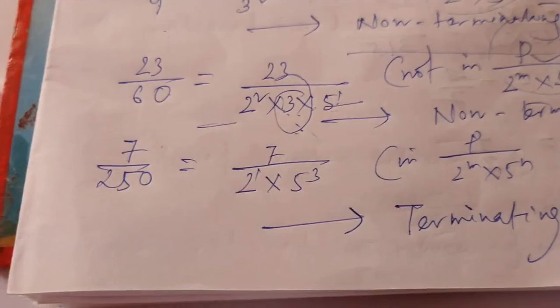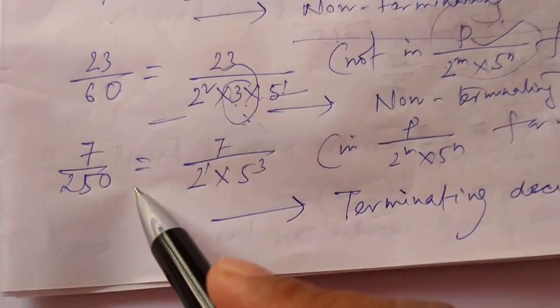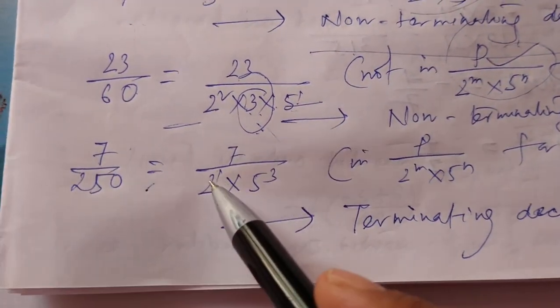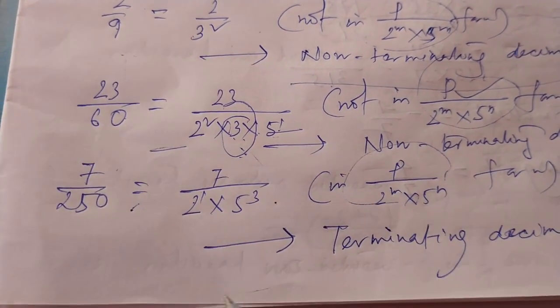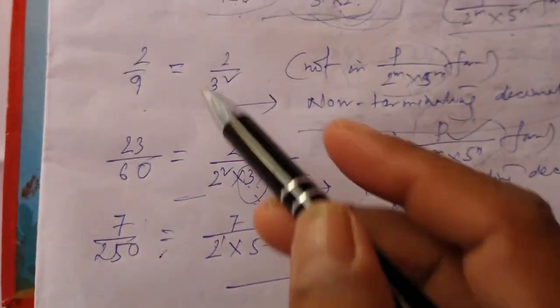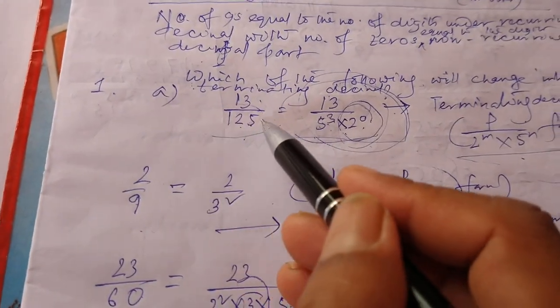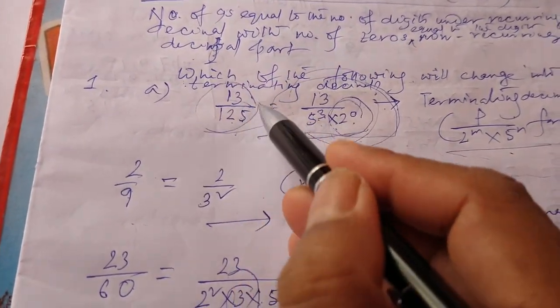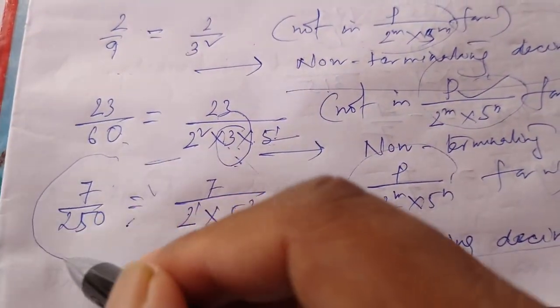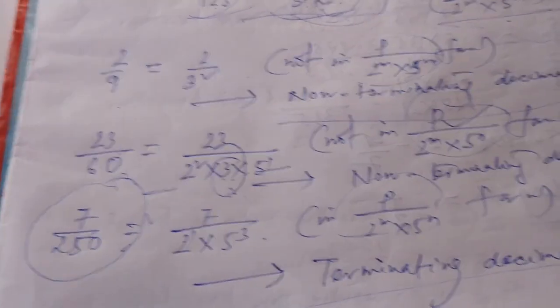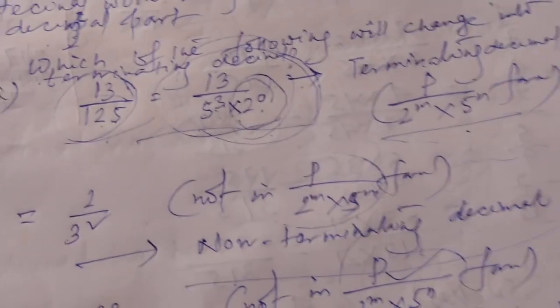The last one, you see, 7 by 250. After factorizing, what am I getting? 2 to the power 1 into 5 to the power 3. So it is of the form, so it is also terminating. So what did we get? 13 by 125 and 7 by 250. These two are terminating decimals.